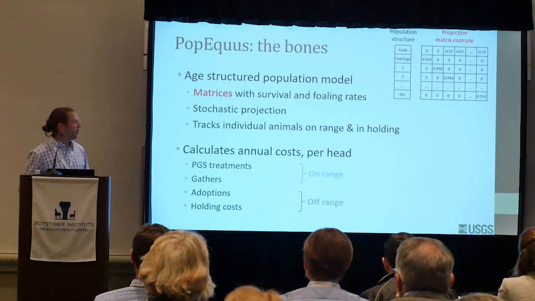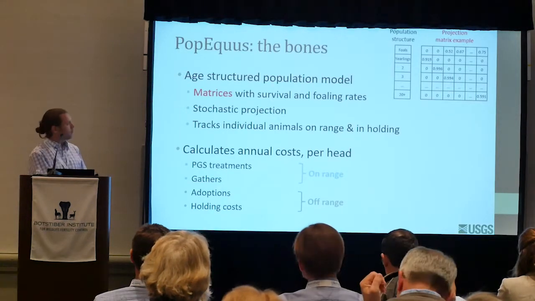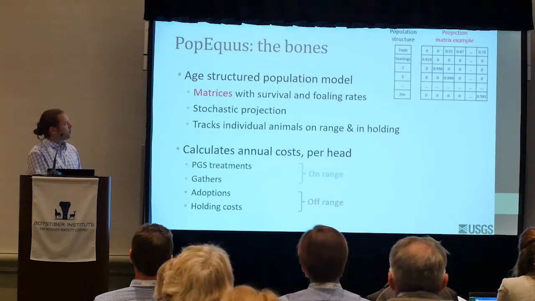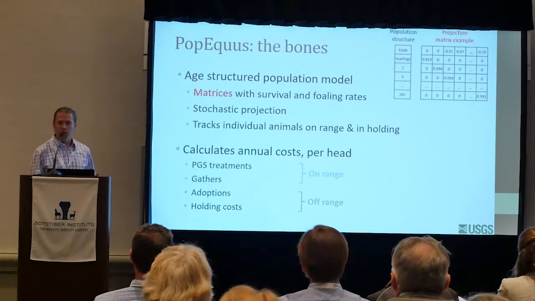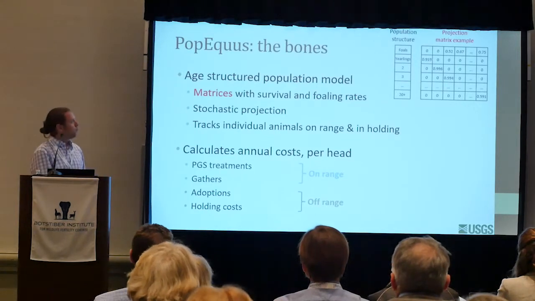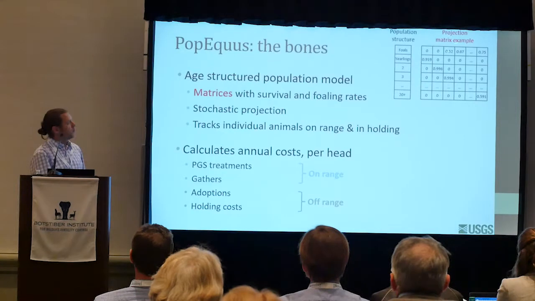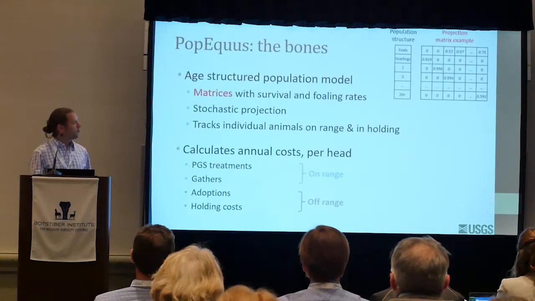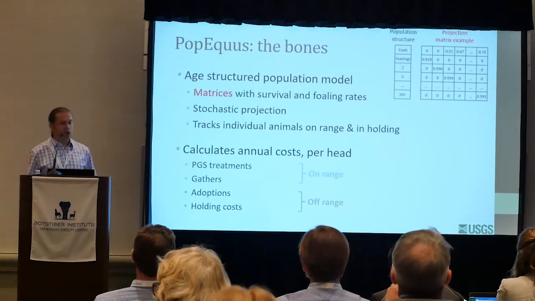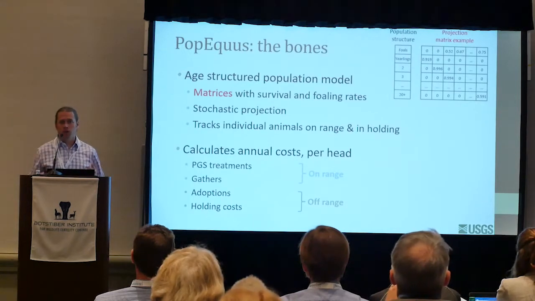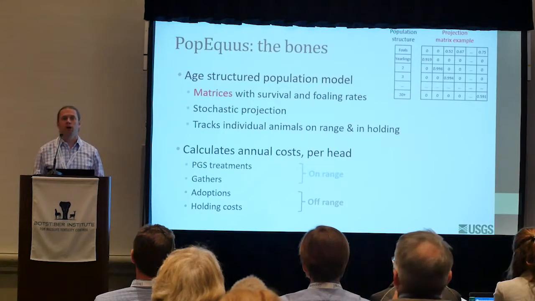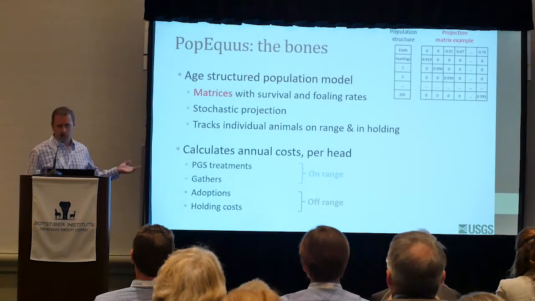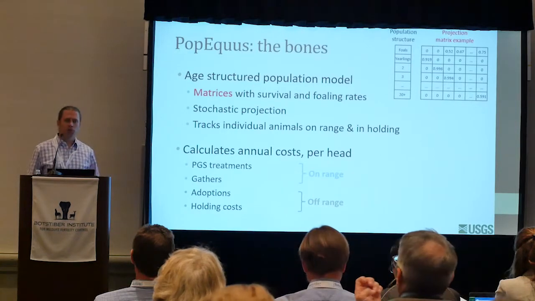What that means is that I have a population structure here, with how many animals are in each of these age classes. And I'm going to project that forward with a population projection matrix, which has survival rates here, and then foaling rates in that first row. These are from WinEquus, which uses, I think, 4 different published vital rates, survival and foaling rates. That's what we implemented so far.